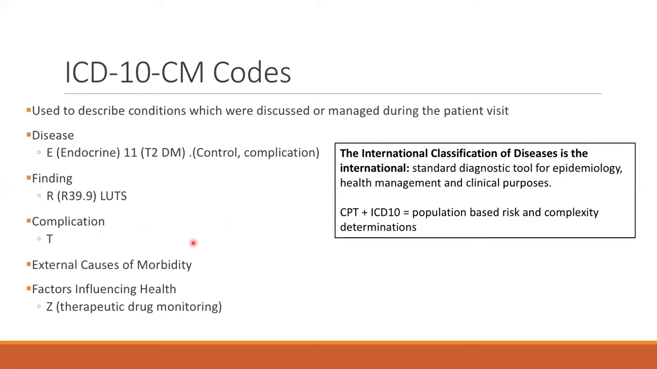We also have external causes of morbidity codes and factors influencing health. External causes of morbidity can include things like accidents, so a patient falling or tripping. This could also be poisonings, so overdose of medications, whether intentional or not. And then factors influencing health, the Z codes, a lot of times will indicate just something along the lines of chronic drug use or polypharmacy, or preventative health.